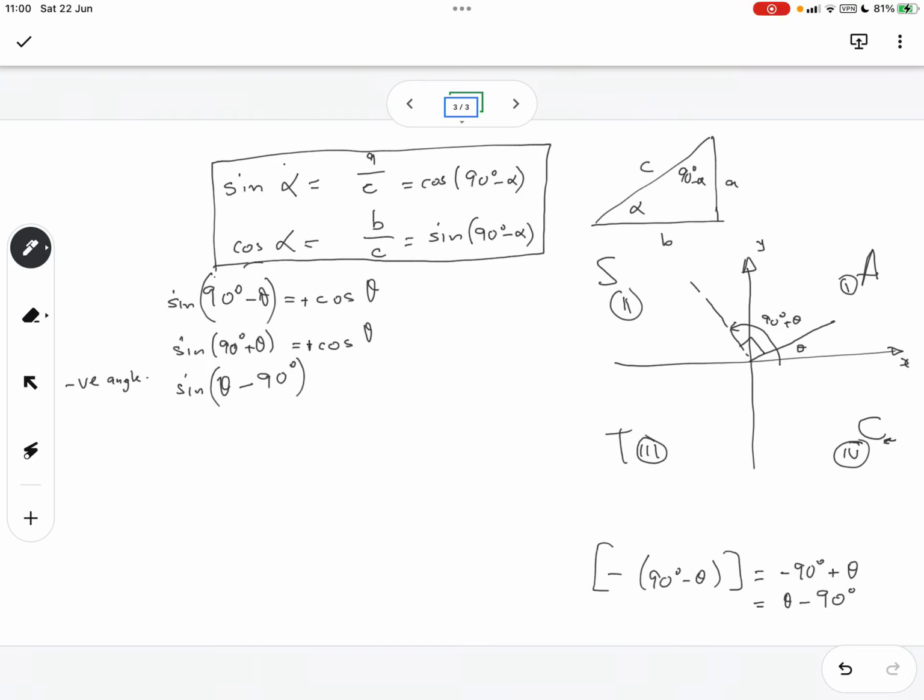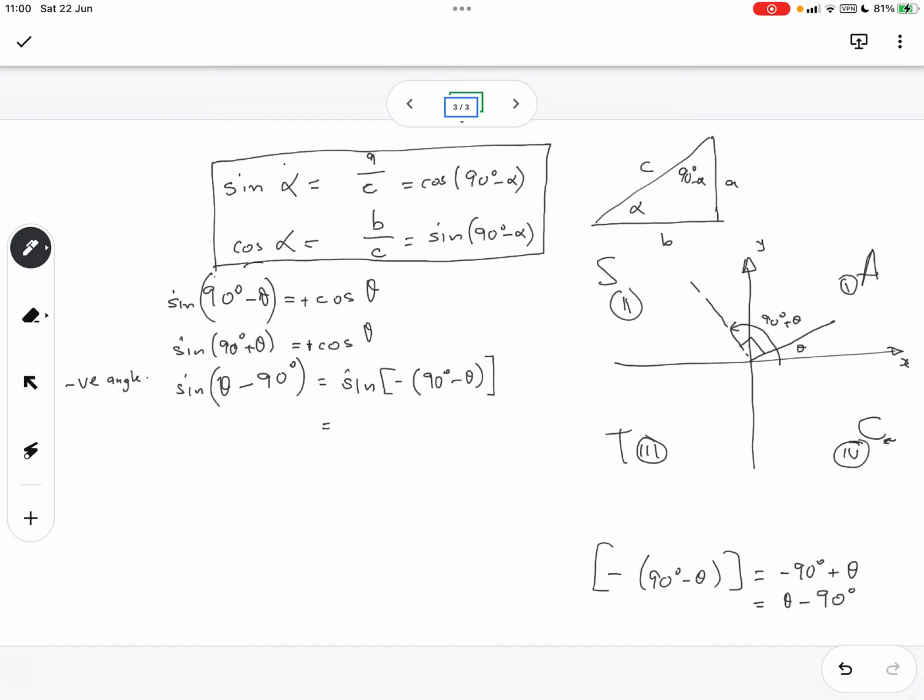Co-functions: the one is going to be positive. Since the sine of a negative angle is negative sine, this is going to be the sine of a negative angle, which is... sorry, not theta minus 90. Remember I said the negative, so 90 degrees minus theta. Yes, that's what's going to happen.